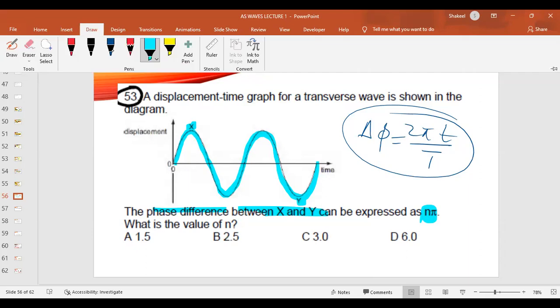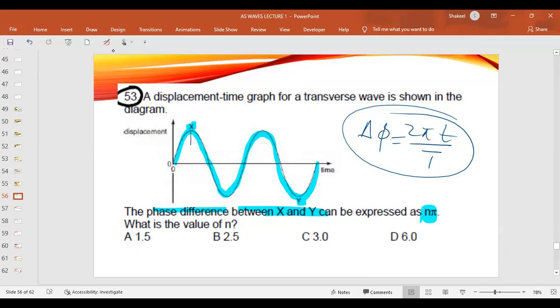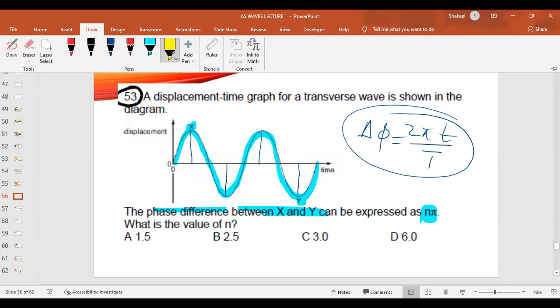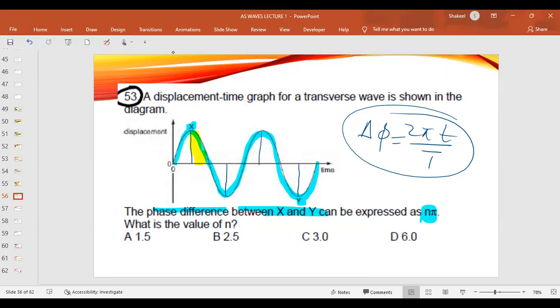The shortcut way is, you have to listen very carefully. You have to divide the crest and trough into halves. And you know that each half of the loop, each half of the crest or trough, is equal to 90 degrees. So you have to count how many halves are there. 1, 2, 3, 4, 5, 6.